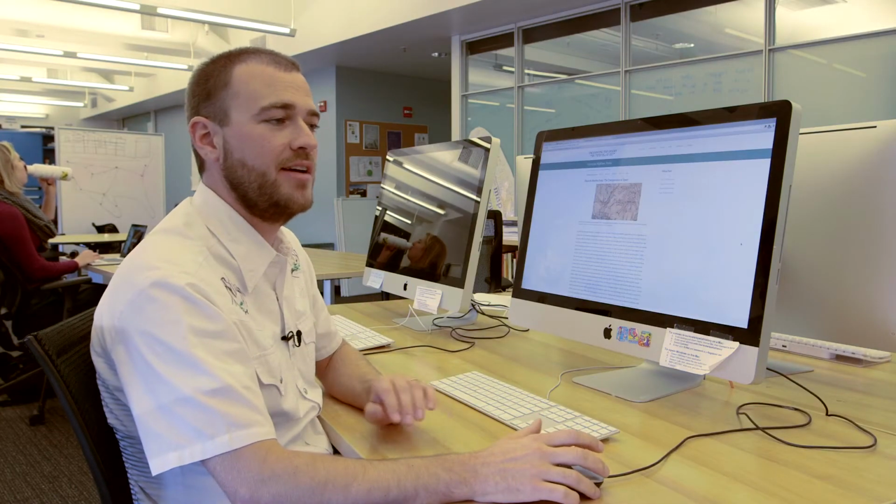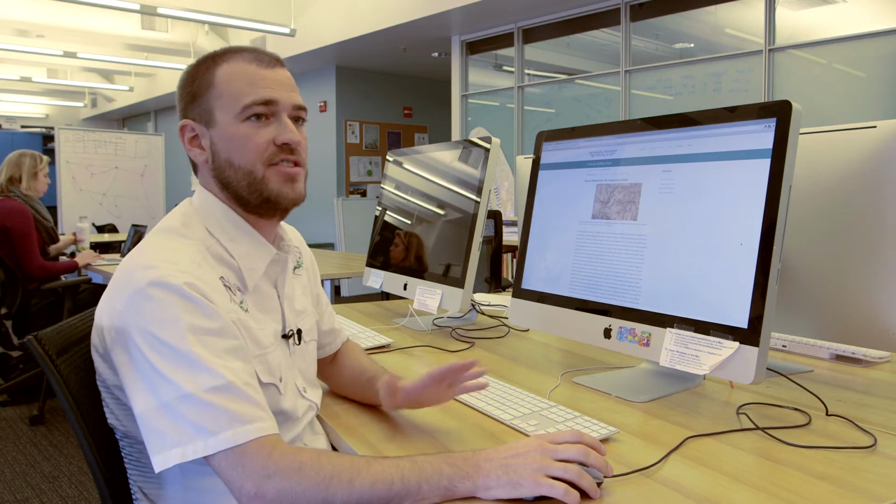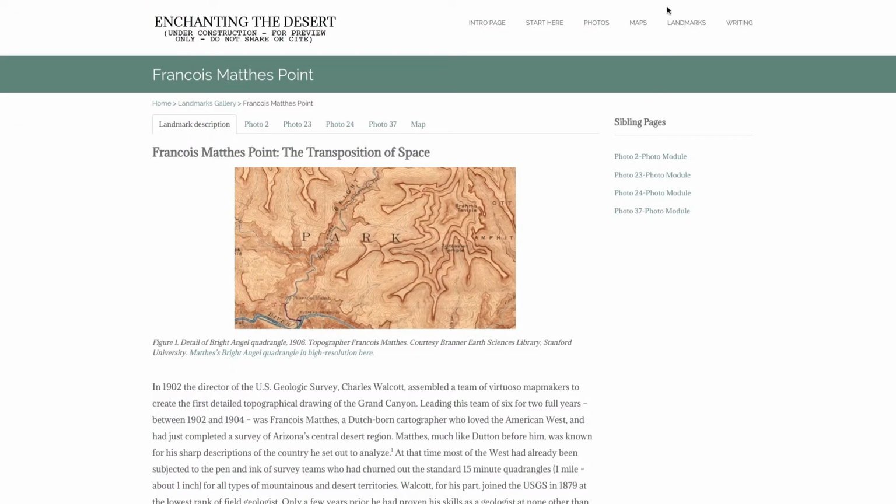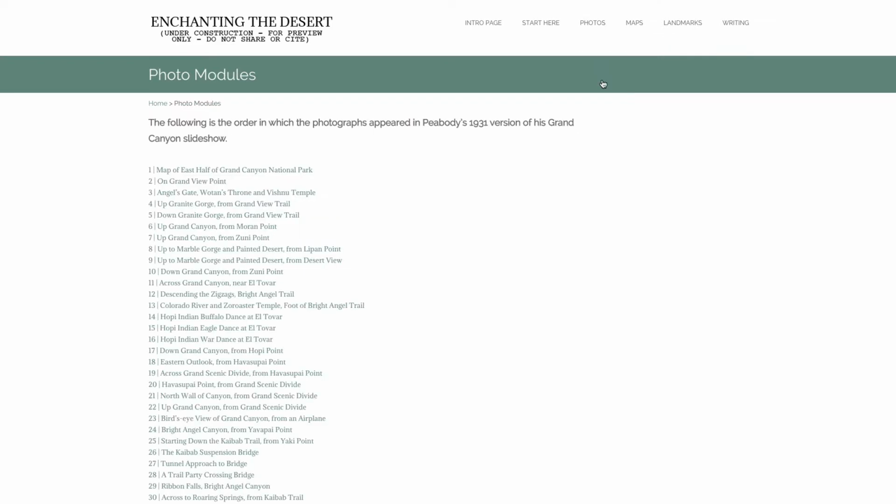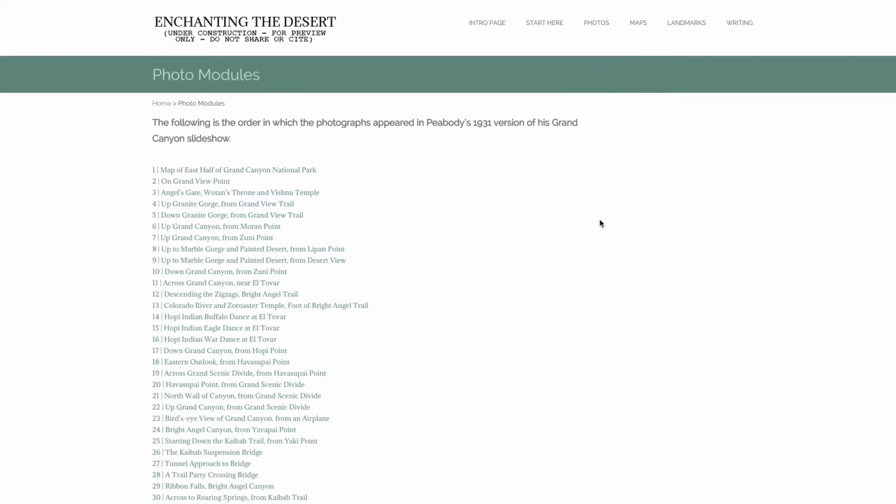Enchanting the Desert, for an historian, from one perspective, provides a very clear and coherently organized archive of a particular moment in time and a particular mode of representation. In Enchanting the Desert, readers have other options of navigating, not just by landmark, but predictably perhaps also by photograph. So you can come to what's called photo modules and click there, and then you're given a list of all the photographs in the slideshow.